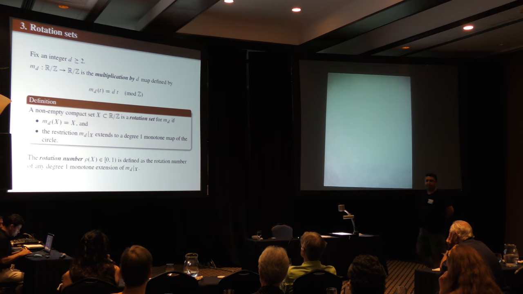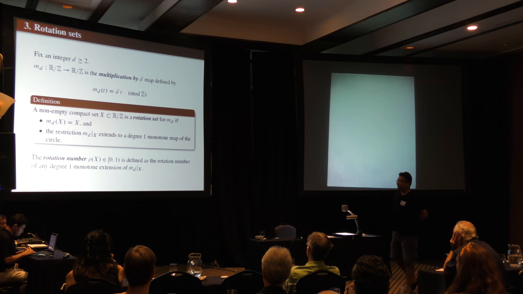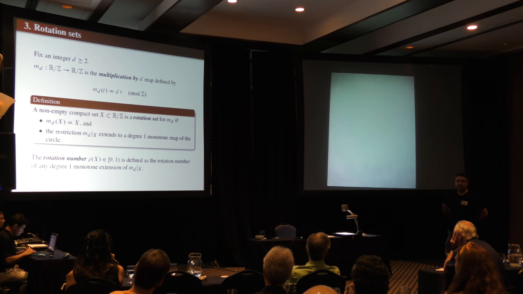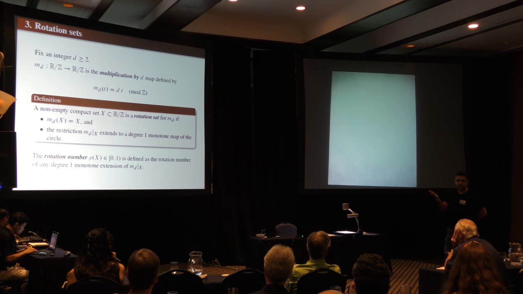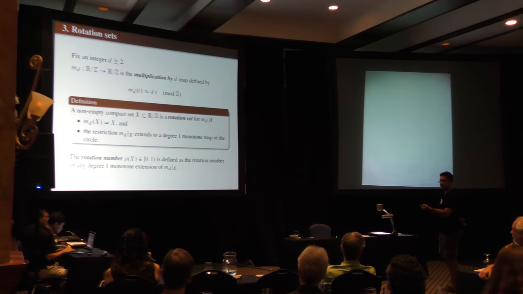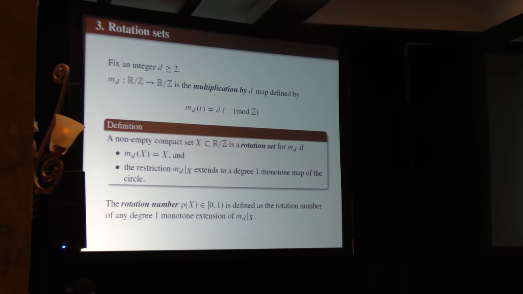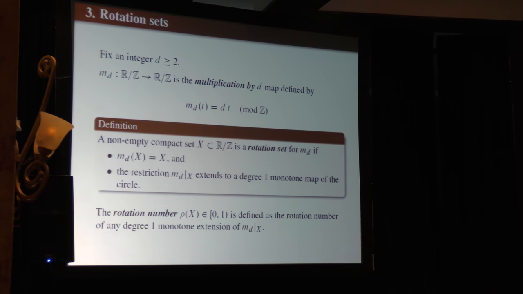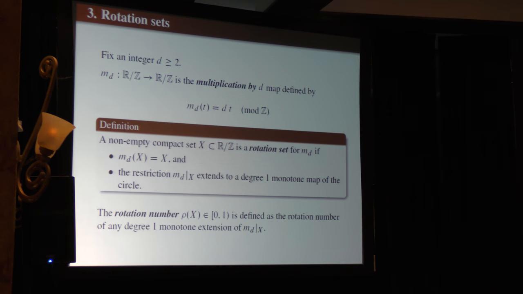Every such set, by classical theory of Poincaré, has a well-defined rotation number. You just take any monotone extension, and a degree one monotone map of the circle has a well-defined rotation number. The definition is exactly like the case of homeomorphisms. So the rotation number of X, I'm going to denote it by rho of X, and I'm going to think of it as an angle between 0 and 1.